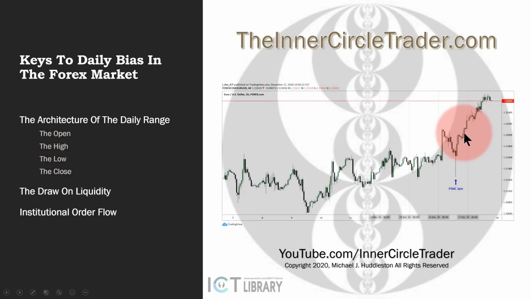Down close candles, range expansion. Down close candle, range expansion. Down close candle, up candle. Down close candle, up candle. And now we're at the objective of the order block.